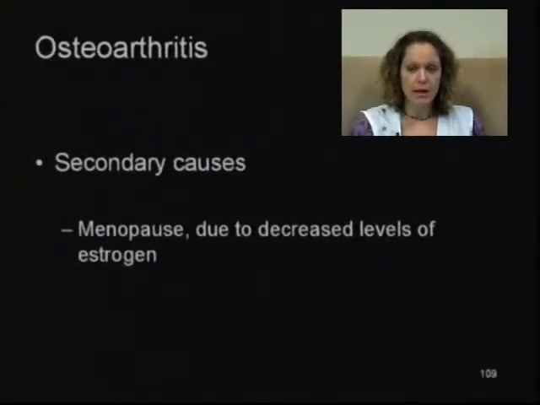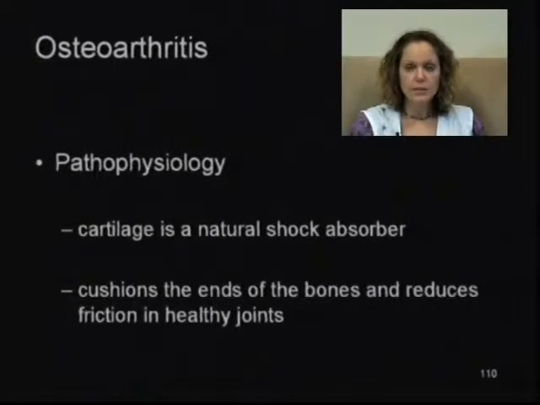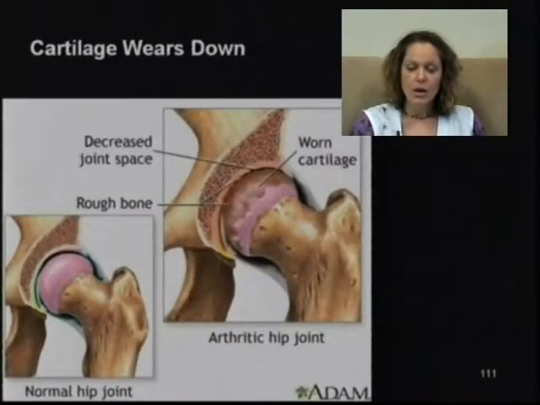Menopause can be a causative factor due to decreased levels of estrogen. There are estrogen receptors on our bones, and so there have been some indications that menopause can increase our risk of osteoarthritis. So what's the pathophysiology behind the disease process? Well, we talked about cartilage being a natural shock absorber. And it cushions the ends of our bones, and it reduces friction in our healthy joints. Well, in the case of osteoarthritis, our cartilage begins to wear down, and the bone gets rougher.